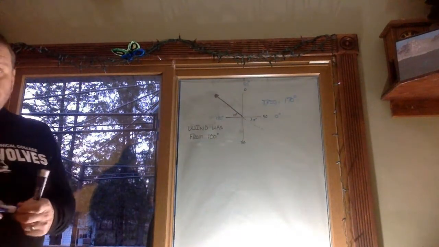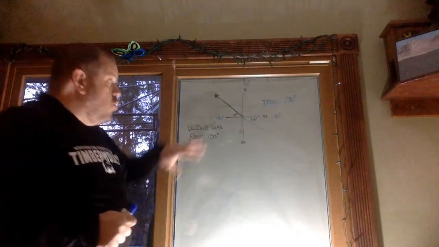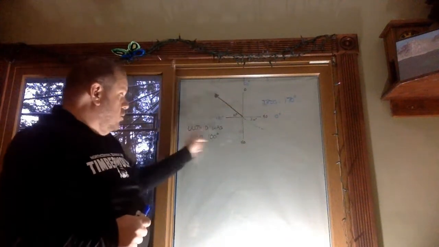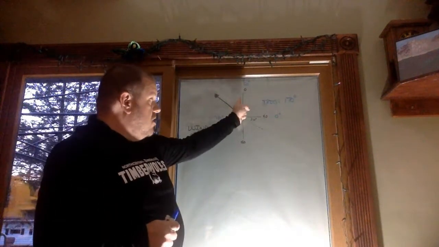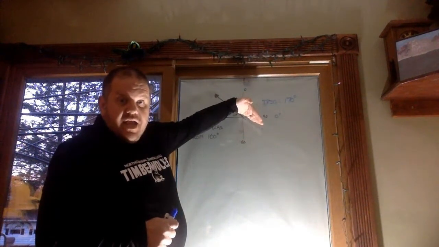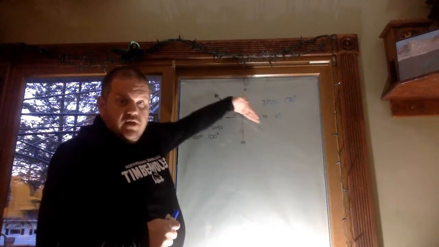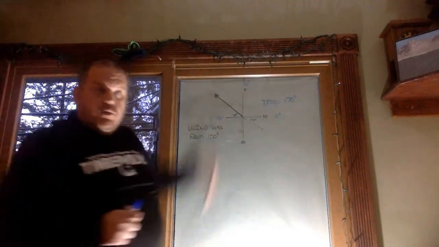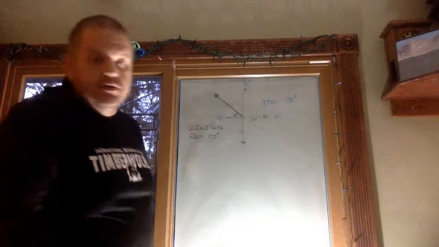So we're going to need to know where the wind is coming from. If it says that the wind was from 100 degrees, first we set our bearing angle at 100 degrees, and then we go with that through the origin. We reflect that through the origin.